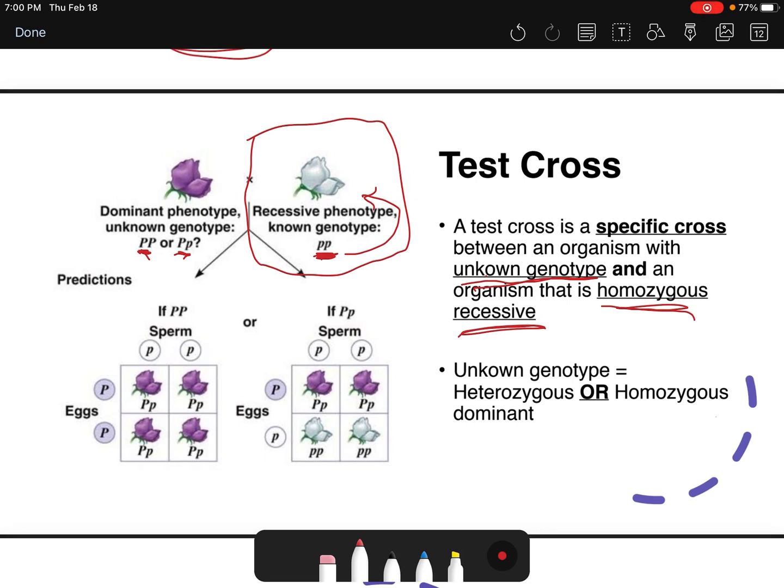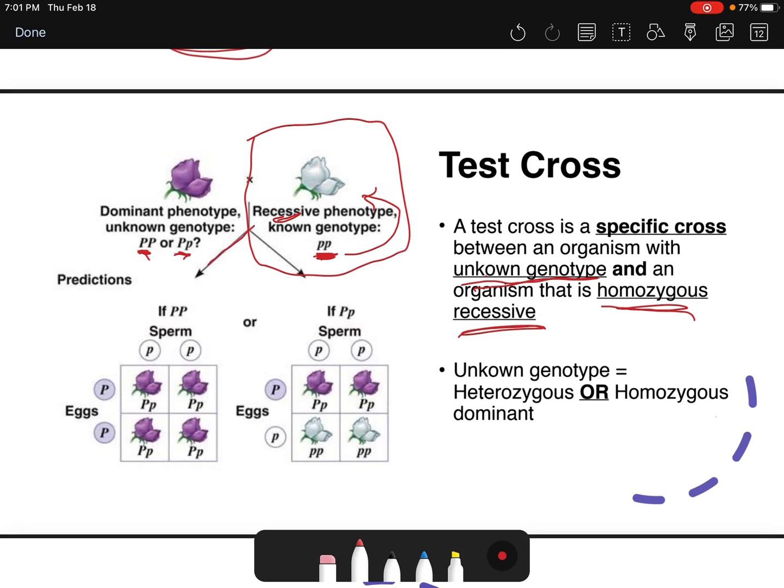And that's also why we don't want to use a homozygous dominant or a heterozygote as the known parent, because we might not even know what that is. And if you were to cross a big P big P here and a big P big P here, you would always end up with purple in both instances. So it's important that you use the homozygous recessive.